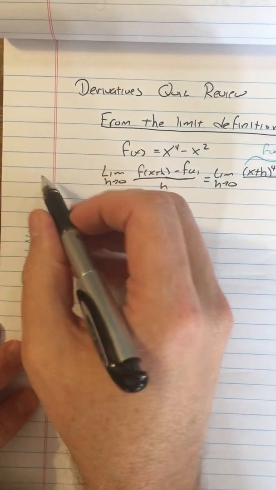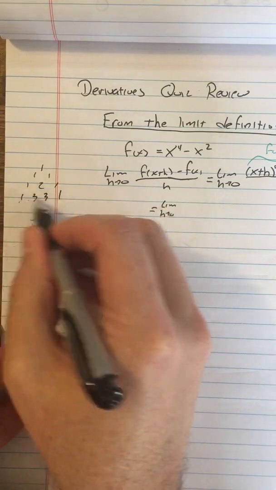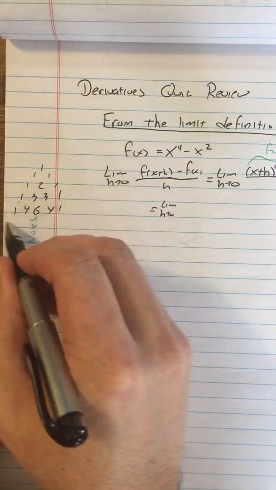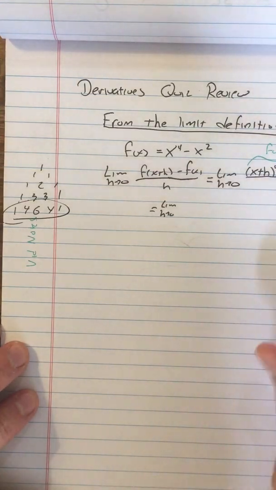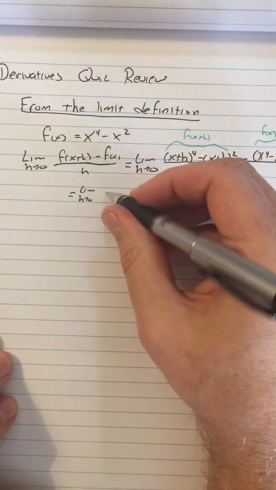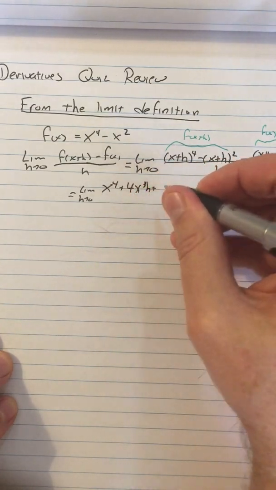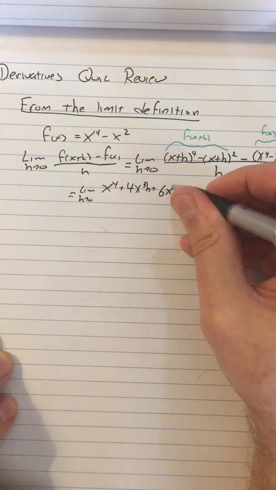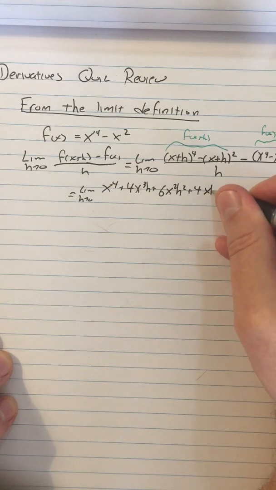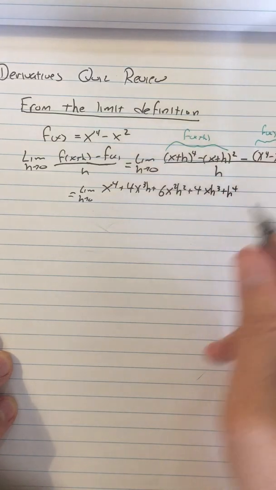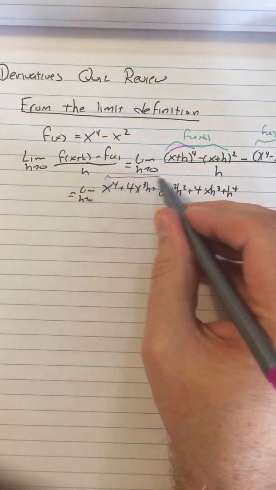All right, so Pascal's triangle goes 1, 1, 1, 1, 2, 1, 1, 3, 3, 1. That's third power. 1, 4, 6, 4, 1. This is what we're going to use for that. And then remember the powers of x are going to go down, the powers of h are going to go up. So we're going to go x fourth plus 4x cubed h plus 6x squared h squared plus 4xh cubed plus h fourth, okay? That's just this guy, all right?